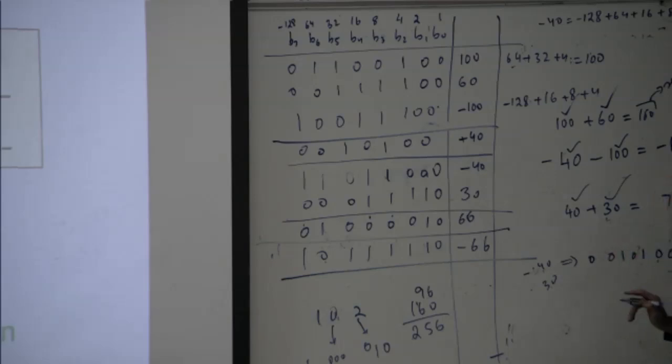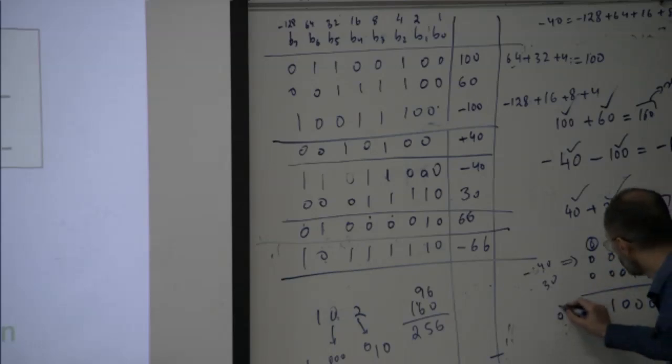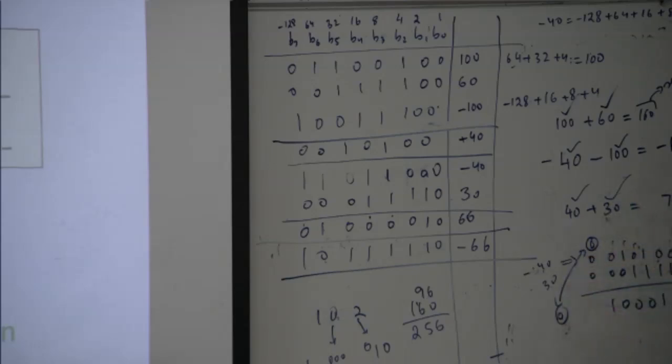And then 30 is 0 0 0 1 1 1 1 0. The sum is 0 1 0 0 0 1 1 0. The carry out is 0. Same or different? Same. No overflow. Got it?